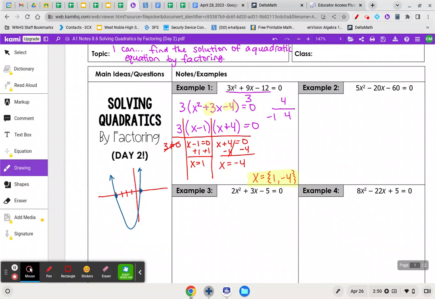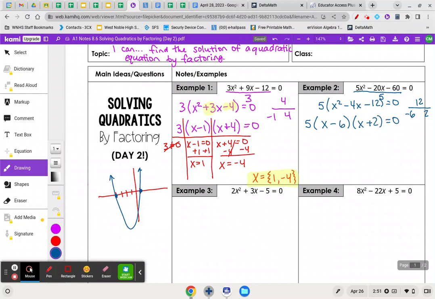Example 2, once again, is another greatest common factor problem. I can divide all of these by 5. So I'm going to do that. 5 on the outside, x squared minus 4x minus 12 equals 0. Then I find factors of 12 that subtract to 4. This is 6 and 2, with 6 being negative. So I have 5 on the outside, and then x minus 6, x plus 2 equals 0.